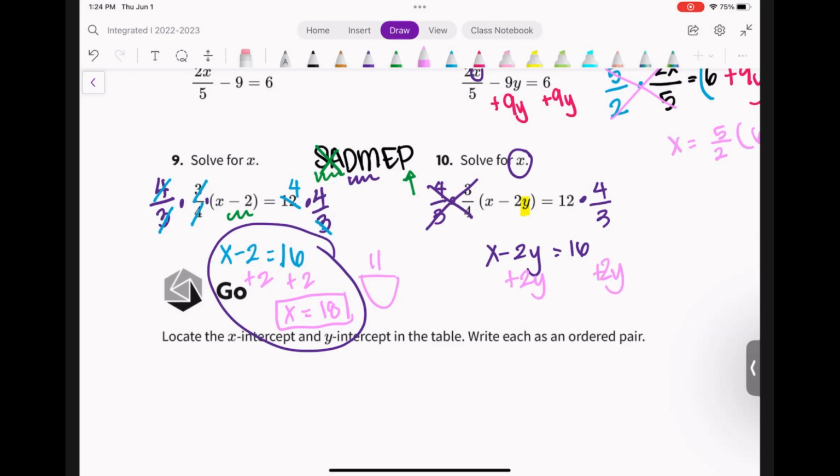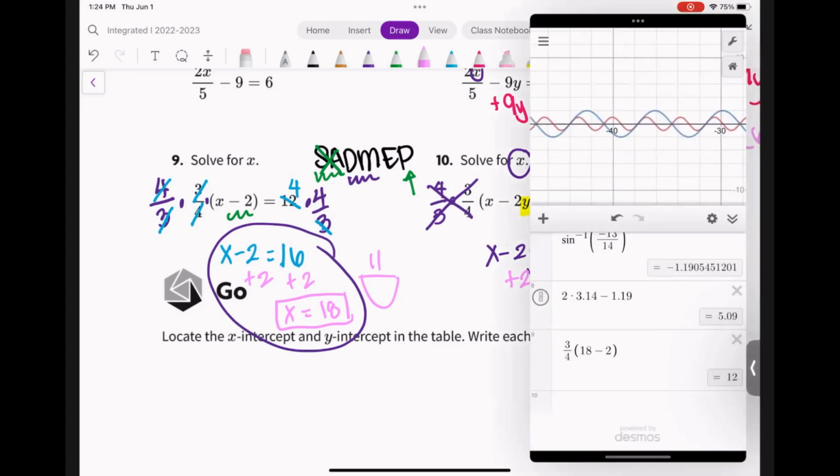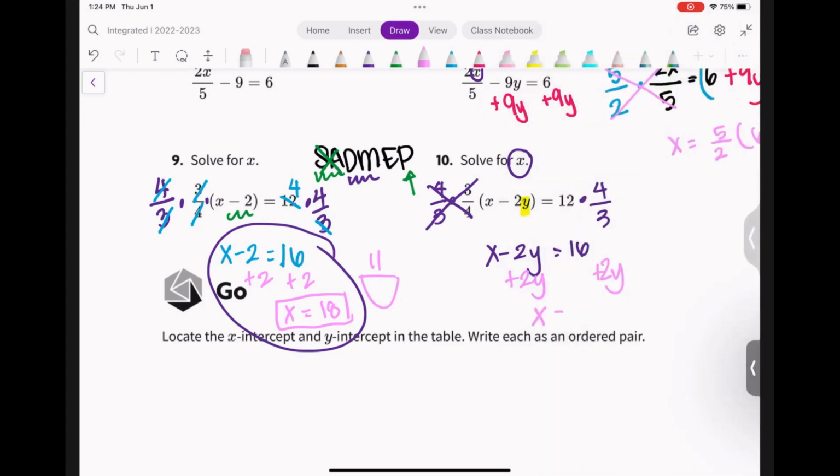The reason why you can is because 2y is a number, right? 2y is a number. So just like you were able to add 2 on the left side, you could add 2y on the right side. So completely legit. So here, my final answer is x equals 2y plus 16.